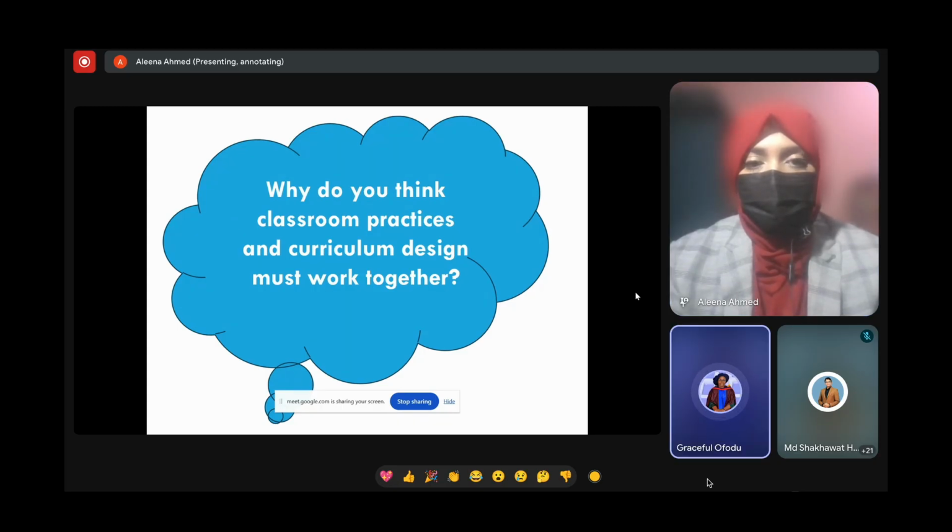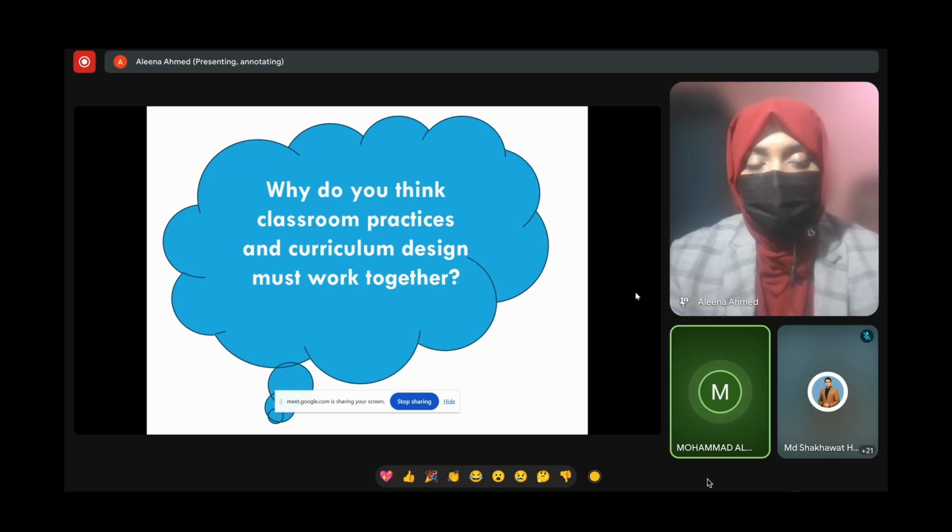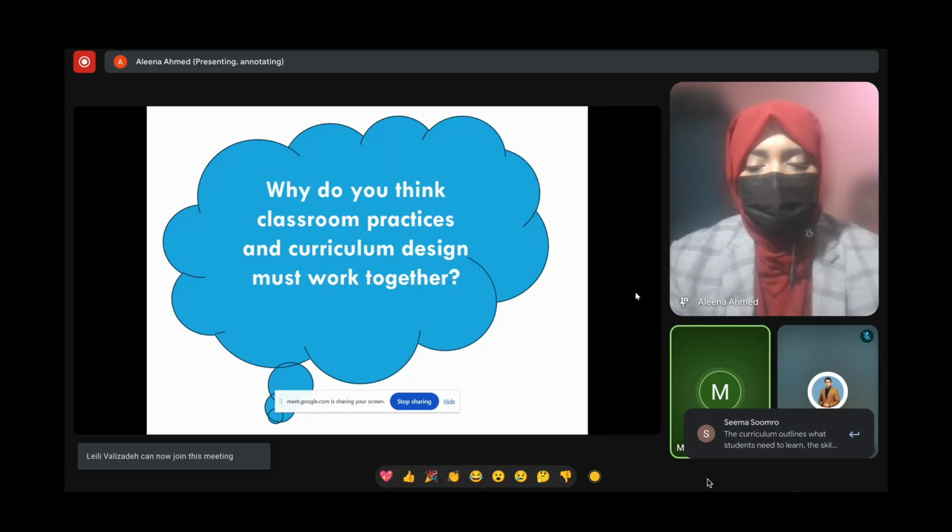Classroom practices ought to align with the curriculum in order for the learners to be able to showcase competence. All right. Very good. Anybody else want to participate? It is related to the students' needs, and that's why it should be designed according to the needs of the learners.